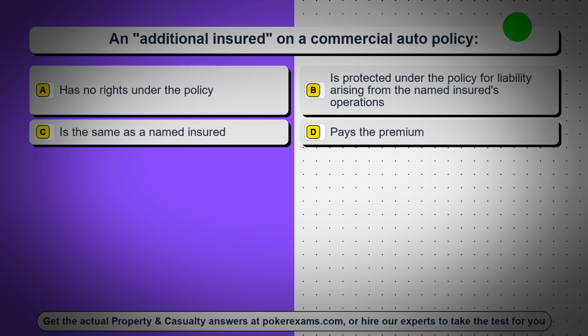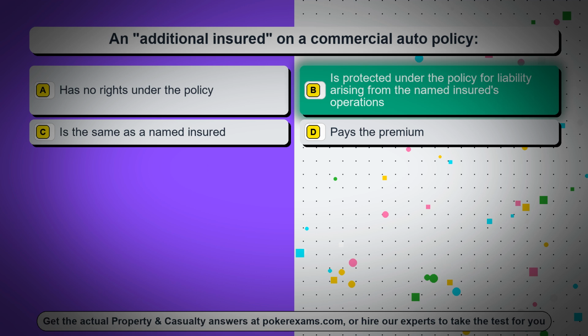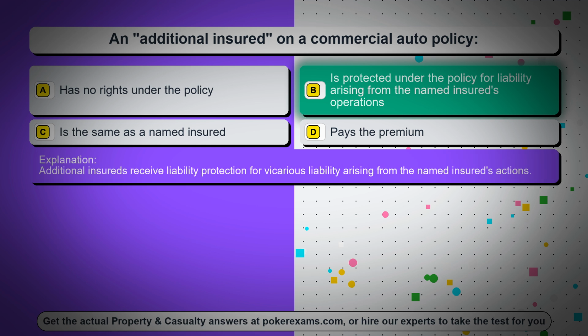Question 98. An additional insured on a commercial auto policy, option A, has no rights under the policy. Option B, is protected under the policy for liability arising from the named insured's operations. Option C, is the same as a named insured. Option D, pays the premium. The correct answer is option B, is protected under the policy for liability arising from the named insured's operations. Additional insureds receive liability protection for vicarious liability arising from the named insured's actions.